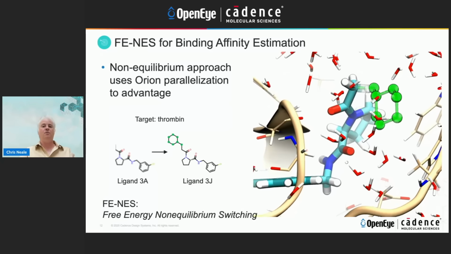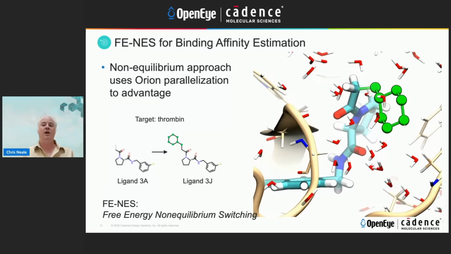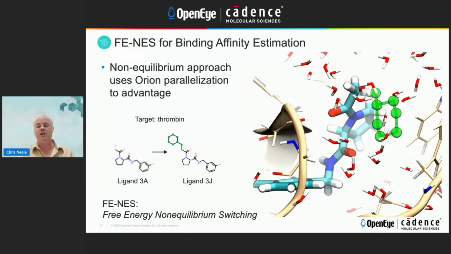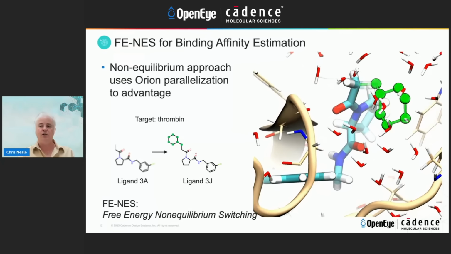So we do this not only between molecules A and B, but between many pairs of different analogs and put that information together to get an estimate of the affinity for each of the molecules in the congeneric series.